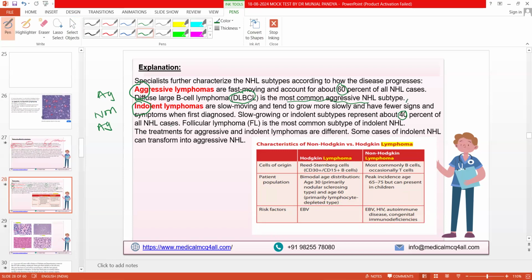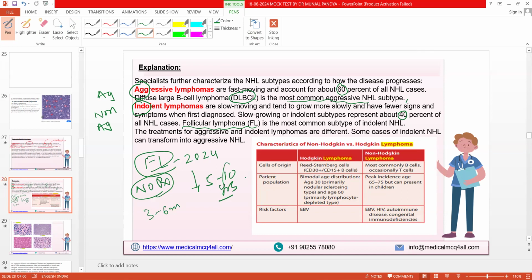And follicular lymphoma, as I told you, is indolent. Somebody diagnosed with follicular lymphoma in 2024 usually lives for 5 years, 10 years. In the initial stage, no treatment. If the patient is asymptomatic and follicular lymphoma is diagnosed, you just follow up 3 to 6 monthly. And they live 10 years or more than 10 years, because it is non-aggressive.